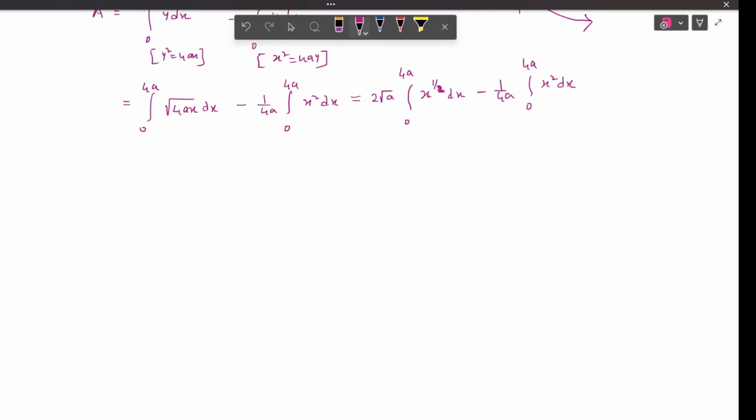So this integration would be x to the power half plus 1 by half plus 1, and you have to put the limits 0 to 4a, and this would be x cube, x to the power 2 plus 1 by 2 plus 1, and you have to put the limits 0 to 4a. And if you solve, you will get 16 a square by 3 square unit.